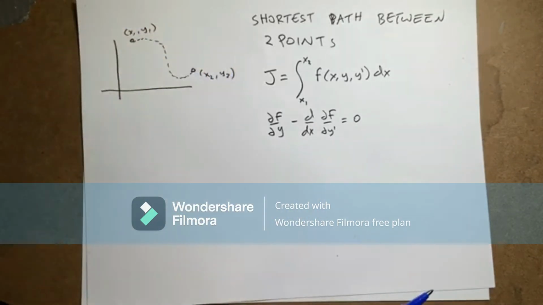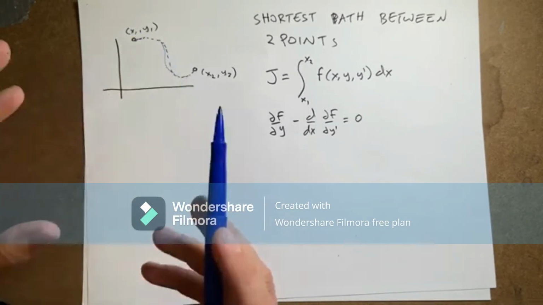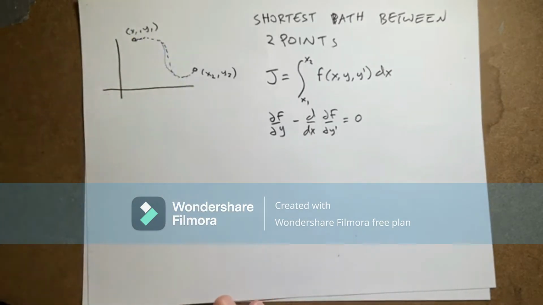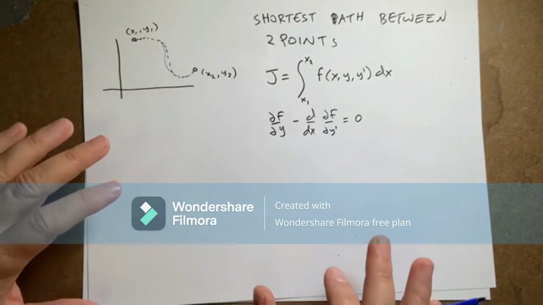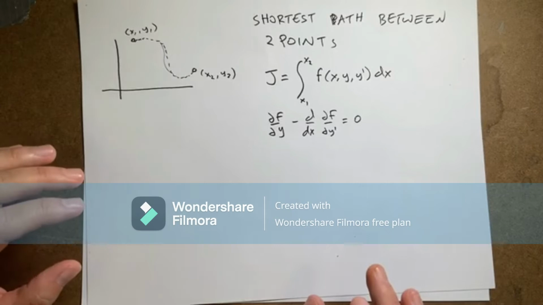And this is the thing. It's a variational problem, but we're not trying to vary one value. We're trying to vary a function. We're trying to vary the function that is this line. So that makes it much more complicated. And this is our first step into the calculus of variations.